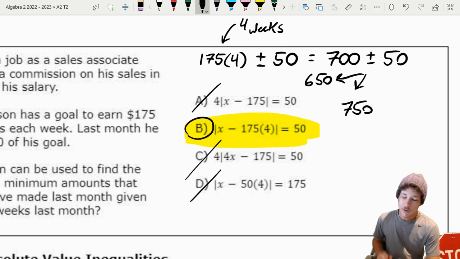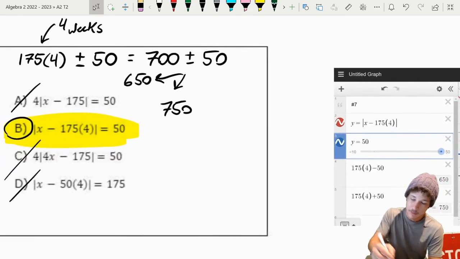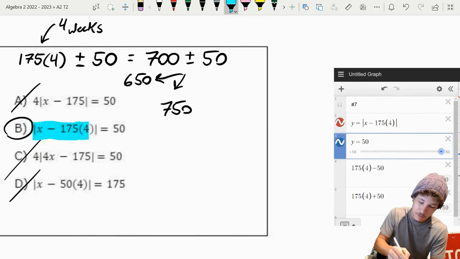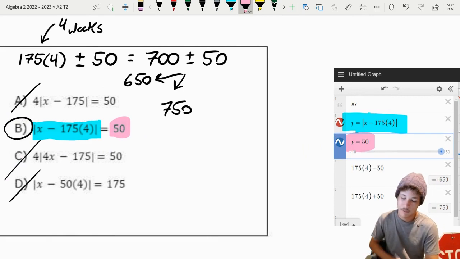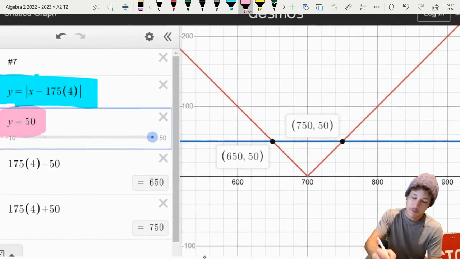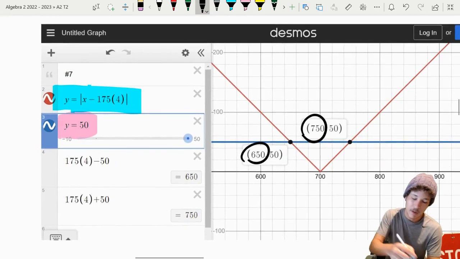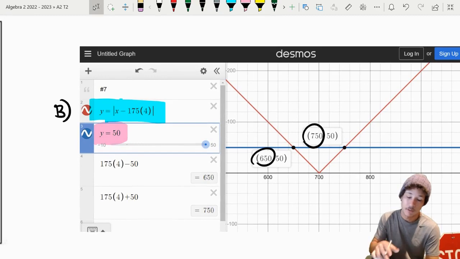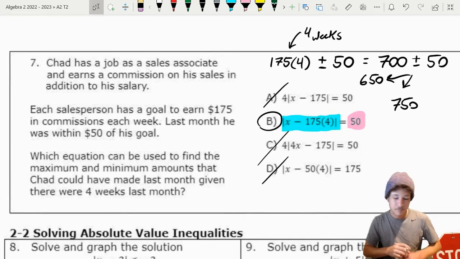If you graph answer choice B, if you graph y equals the left side and y equals the right side, so this is the first equation, and this is the second. You can find exactly those 2 values on the graph just by looking at where they cross. So we have 650 over here and 750 right here. This is when graphing answer choice B. If you graph the other answer choices, you'll find different numbers than what we were expecting. So definitely use Desmos to check that.